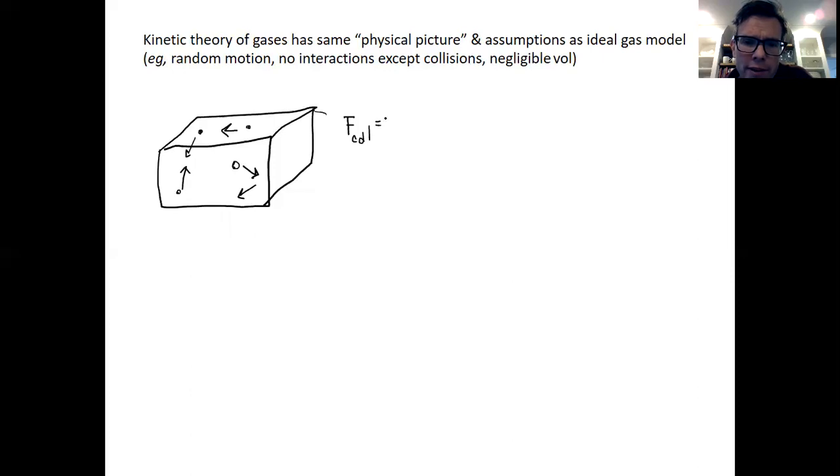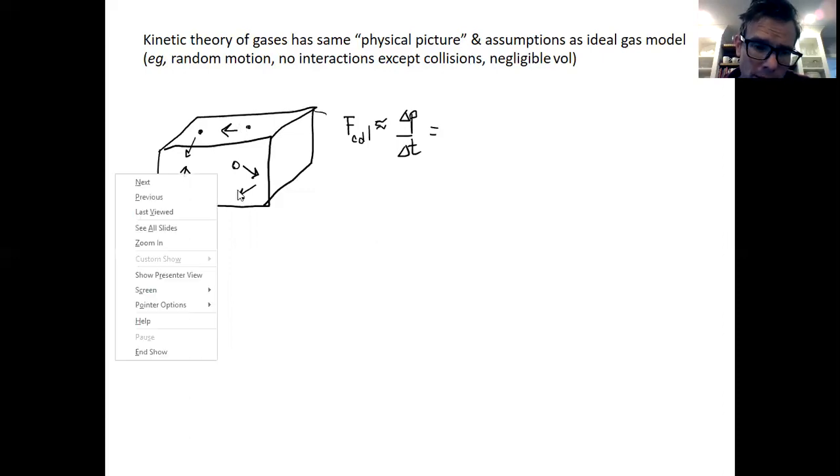You may recall from your physics that I could approximate that force as the time derivative of momentum. It's the change in momentum divided by the change in time. And momentum is mass times velocity. So I'm going to give these molecules some mass m.